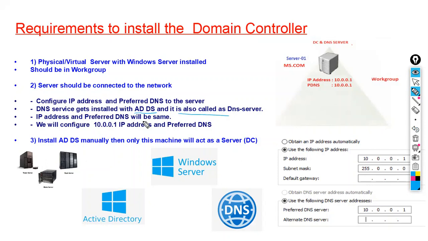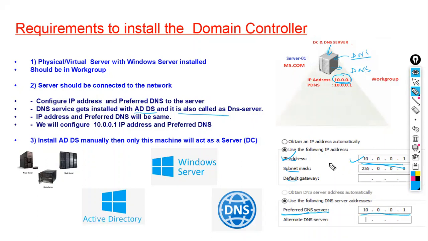IP address and preferred DNS will be the same. So let us say you are configuring the IP address 10.0.0.1 to this domain controller. Okay, it has these options: IP address, subnet mask, default gateway. We have configured IP address 10.0.0.1 and we have one option here, preferred DNS server, because the DNS server is already installed on this server. This server is acting as a DNS server as well. And the IP address of this computer is 10.0.0.1. So the preferred DNS will be 10.0.0.1.